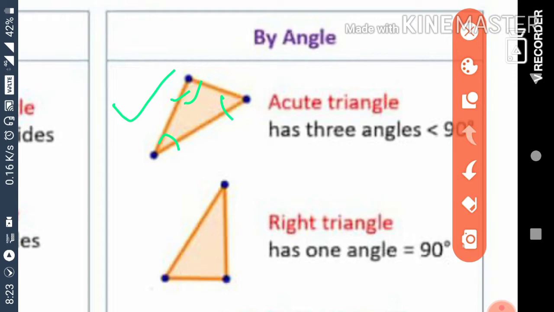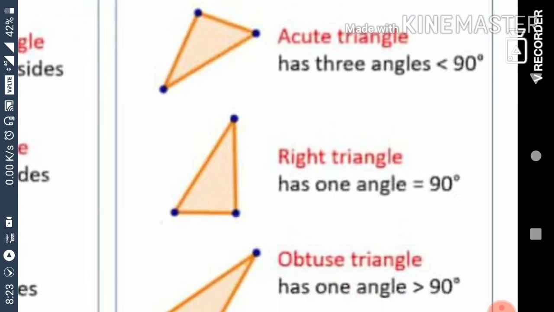It can be 40 plus 60, that is 100, plus how much is left? 80. So it comes to 80. All are less than 90-degree angles. So it can be called an acute angle triangle. Now let's talk about the second type of triangle, that is the right angle triangle.